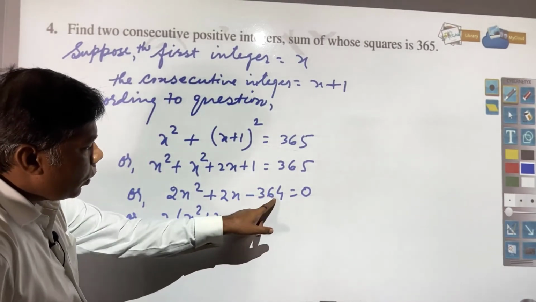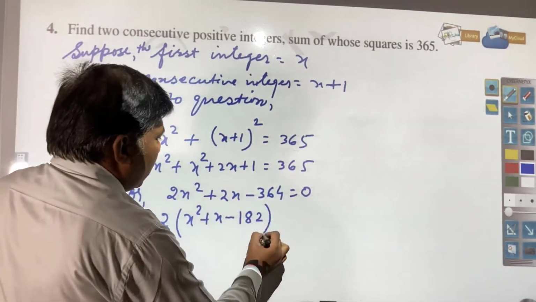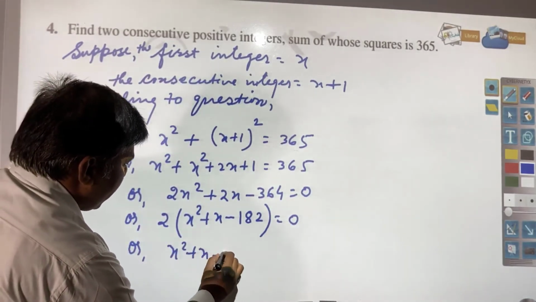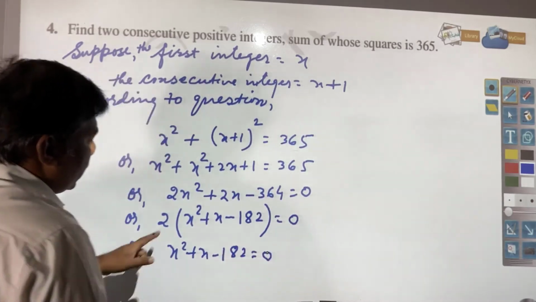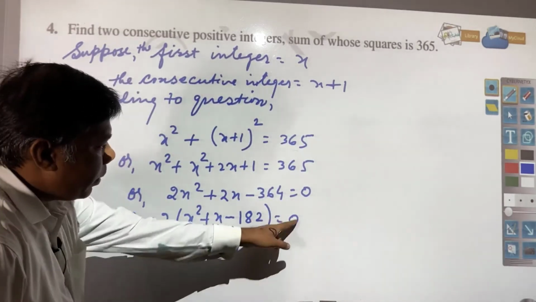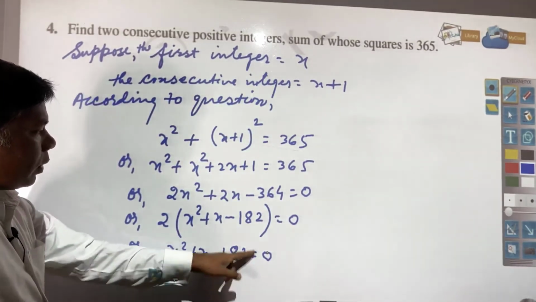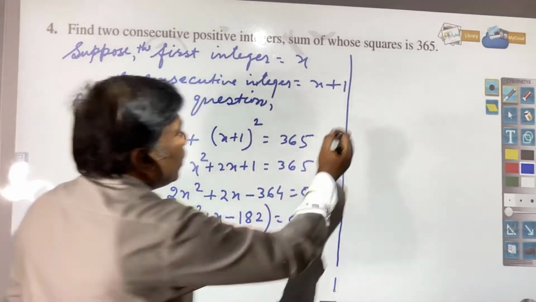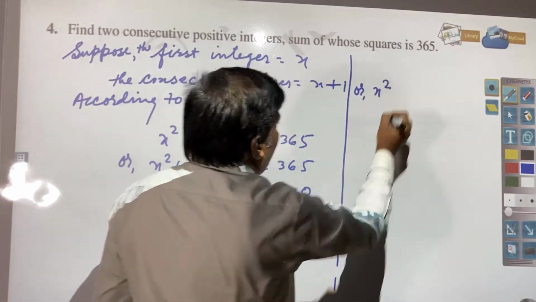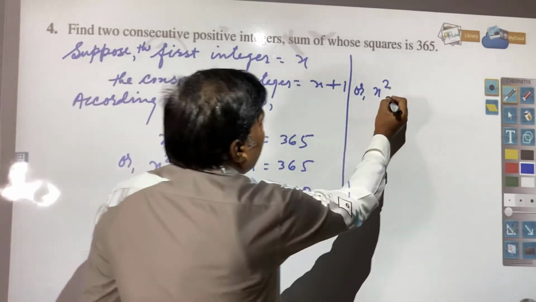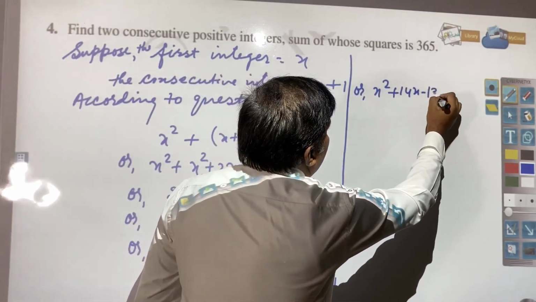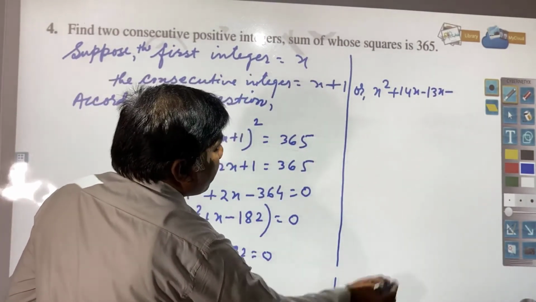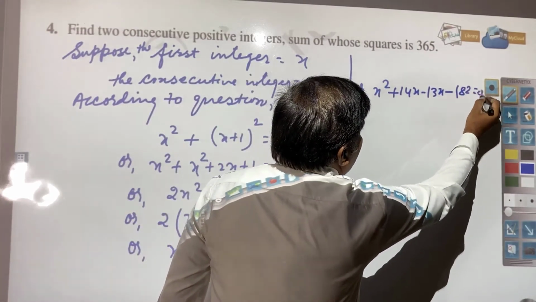2 times 182, 2 8 is 16, 2 2 is 4, is equal to 0. Finally you have got x square plus x minus 182 is equal to 0. This 2 will go to the right side, 0 by 2 will be 0. Now this is required to be factorized. Just now you have factorized 182. So here you can write x square plus 14x minus 13x minus 182 is equal to 0.